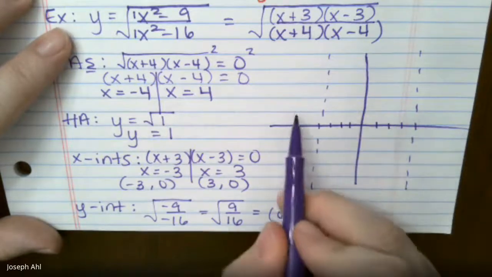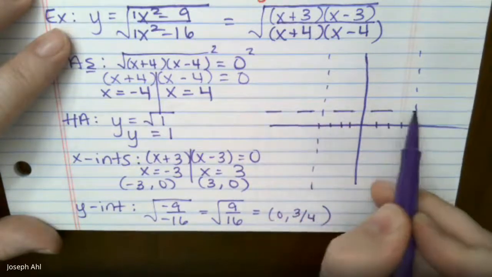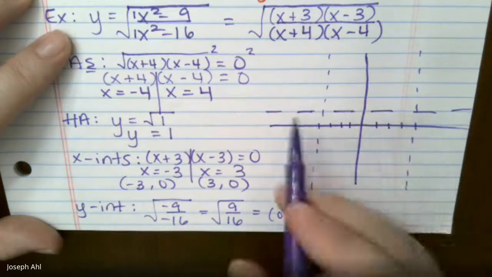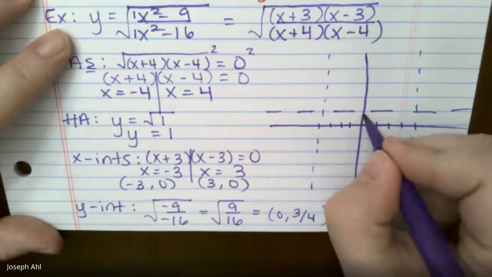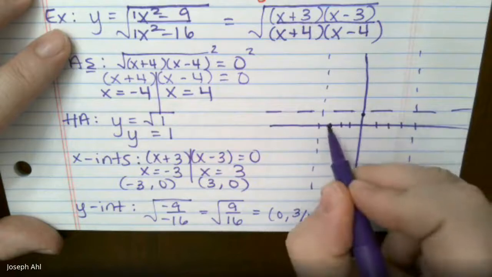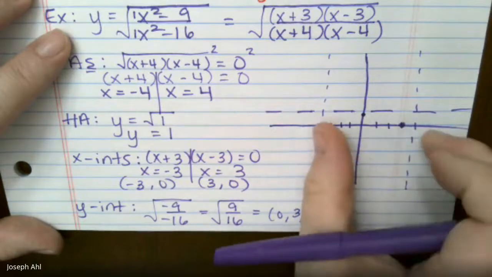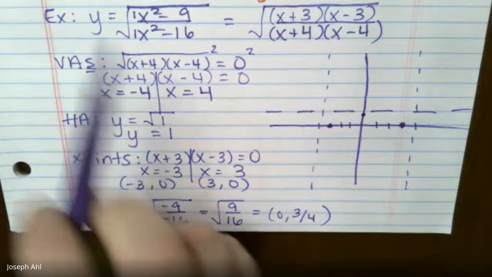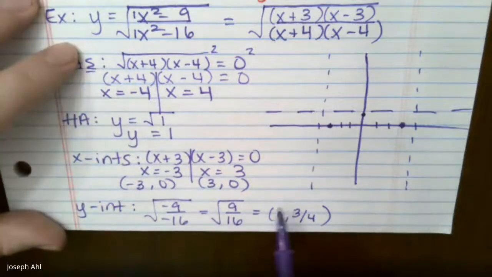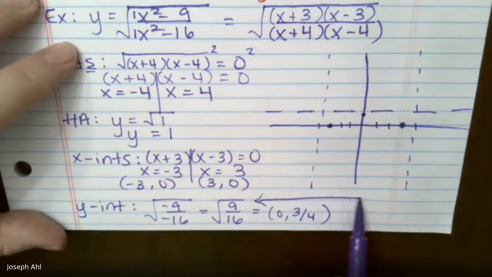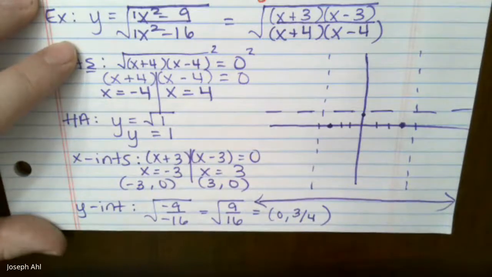All right, we have a horizontal asymptote at y equals 1. We have a y-intercept at 3/4, so just below that. We have x-intercepts at -3 and +3, so I'm pretty sure that's all the key info I found over here. What are we going to have to partition around to see what the graph looks like?